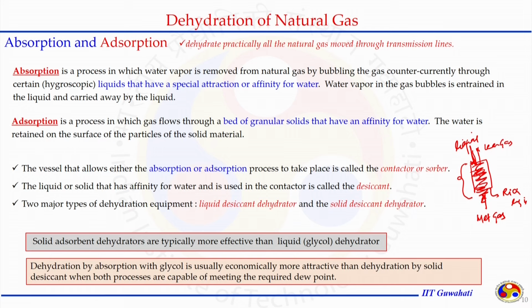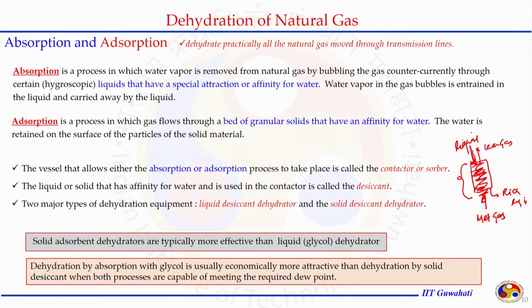When we compare both, the solid adsorbent dehydrators are typically more effective than the liquid one, specifically the glycol dehydrator. This happens because the solid adsorbents have more surface area because of their porous nature, and because of the capillary forces they apply on the fluid or the gas that is passing through them, these solid adsorbers are more efficient and more effective.